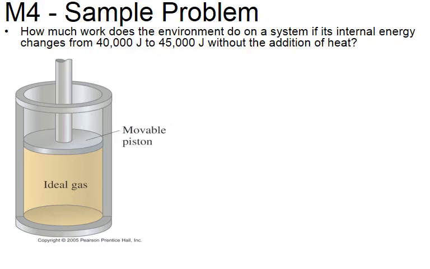Let's try this one with M4. How much work does the environment do on a system if its internal energy changes from 40,000 to 45,000 joules without the addition of heat? Go ahead and see if you can draw the situation, and then see if you get that. So go ahead and pause the clip and give this a try, and then when you're ready to check, you can hit play to continue.